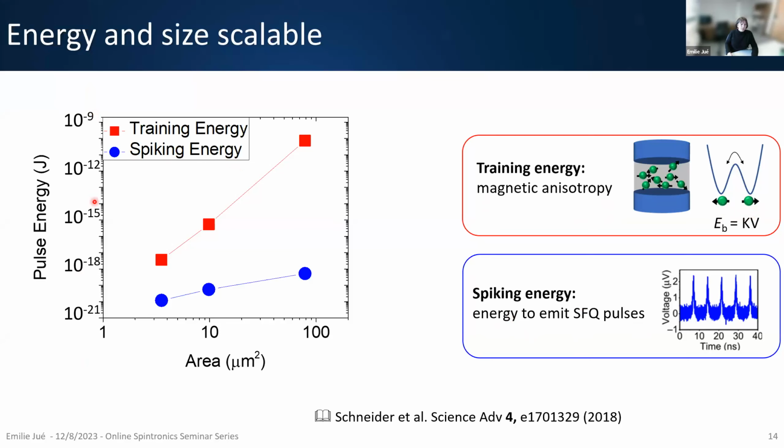So here we look at the energy as a function of the size of the device, and we see that this energy is scalable with the size of the device. Interestingly, we see that we can reach some very low values, where for our smallest sample, which is 1 micrometer of diameter wide, we obtain a training energy which is as low as 1 attojoule, and a spiking energy that is as low as 10 zeptojoule. So here we're really speaking about very small numbers. To put that in perspective, in comparison, the brain needs about 10 femtojoule to emit a spike.